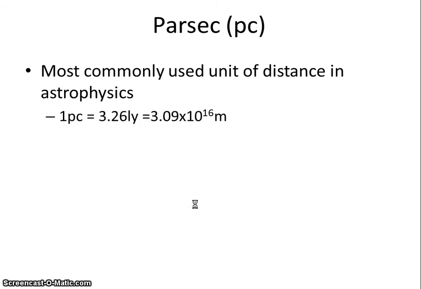The last unit we're going to be using to measure distances in space is the parsec. It's the most commonly used unit of distance in astrophysics, and 1 parsec is equal to 3.26 light years, or 3.09 times 10 to the 16th meters.